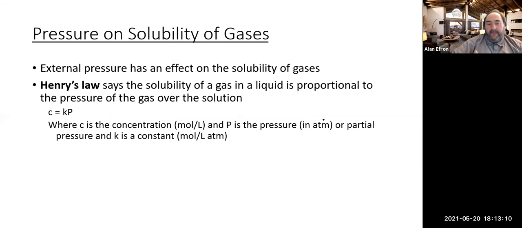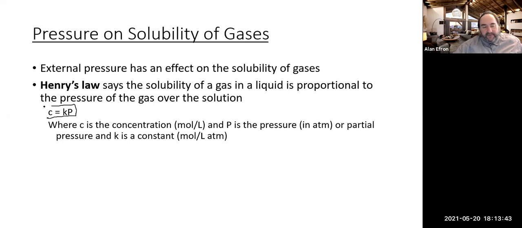So let's talk a little bit about the effect of pressure on the solubility of gases. We kind of got there a little bit earlier, but this is our classic soda can example. The external pressure has an effect on the solubility of gases, and that relationship is sometimes referred to as Henry's law. Henry's law states that the solubility of a gas in a liquid is proportional to the pressure of the gas over the solution. And we get here a version of Henry's law.